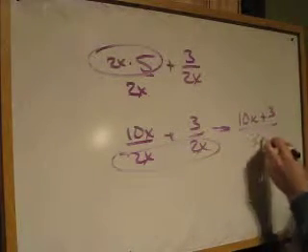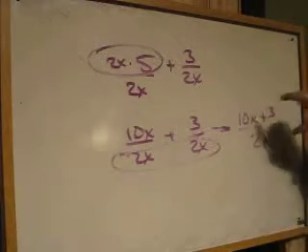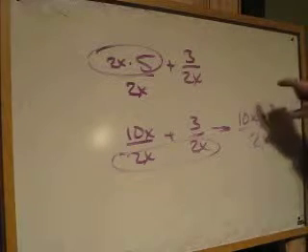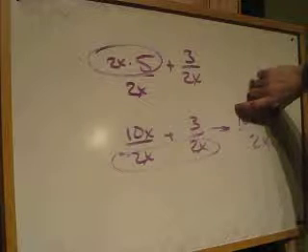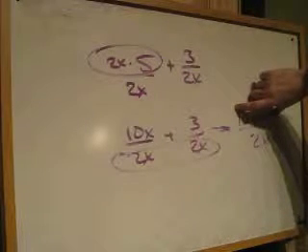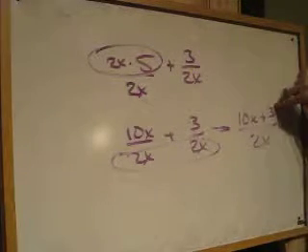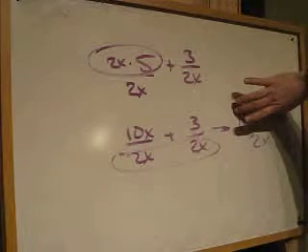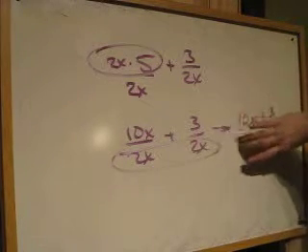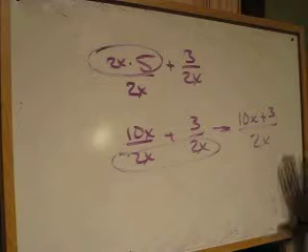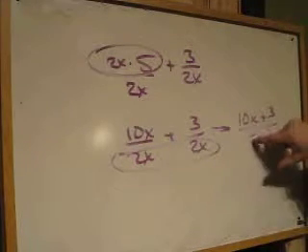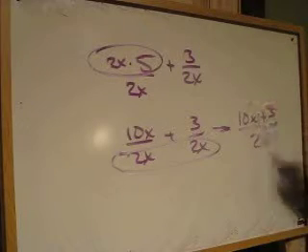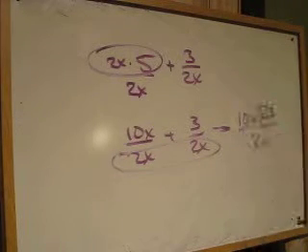3 over 2x. Now remember, we cannot cancel the x's because this plus sign locks this whole thing together as one unit. It is not 10 and x and 3. It's 10x plus 3. So unless you have a 10x plus 3 in the denominator, you can't cancel anything out. Okay? You cannot reduce 10 over 2 to 5. You cannot cross out the x because of this plus sign.